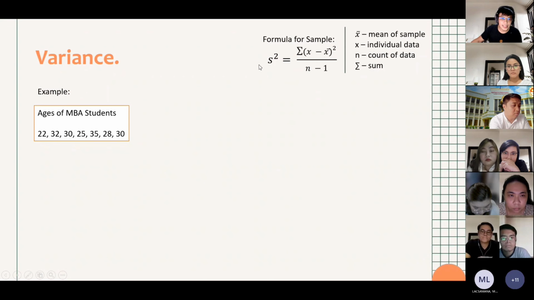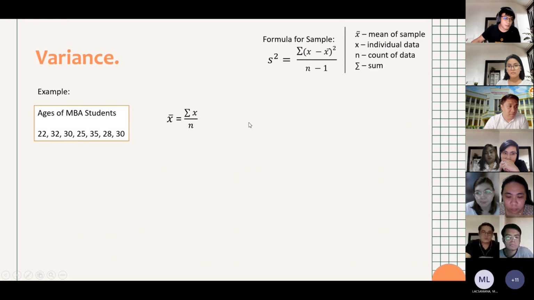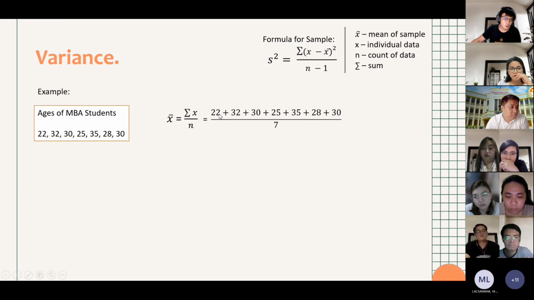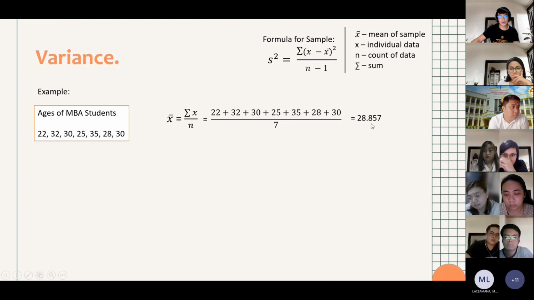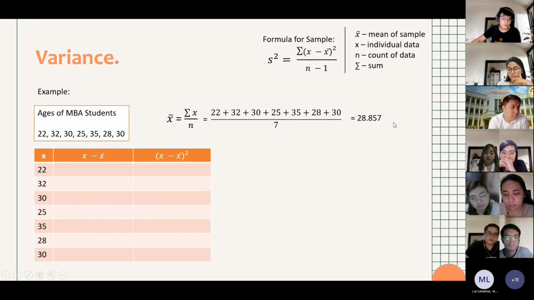So now gagamitin natin ay yung PEMDAS. Just like last week, gumamit tayo ng PEMDAS. So ano ba ang nauuna sa PEMDAS? Diba letter P, which stands for parentheses. So in this case, our parentheses is X minus X bar. So for us to be able to get this, kailangan muna natin kunin ang ating X bar, which is the mean of sample. Okay? So pag kinuha natin yung mean, 22 plus 32 plus 30 plus 25 plus 35 plus 28 plus 30 divided by the number of data, which is 7, is equal to 28.857. Okay? So this is our mean for this example.